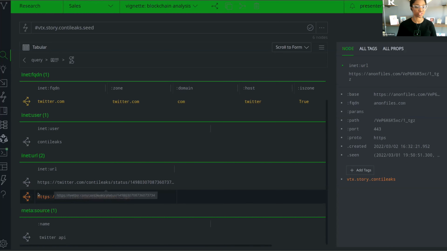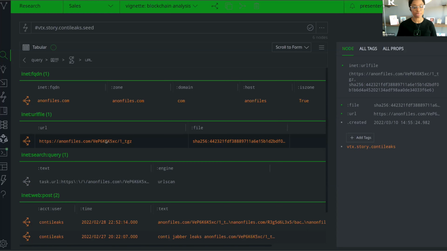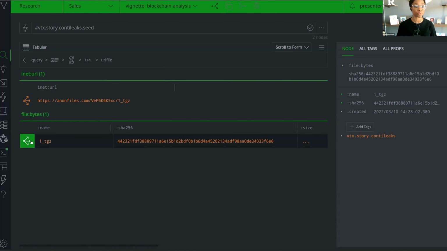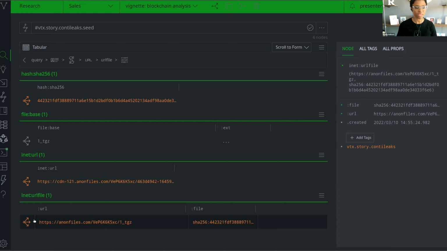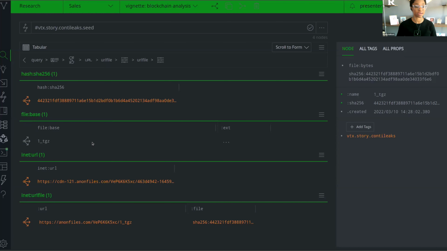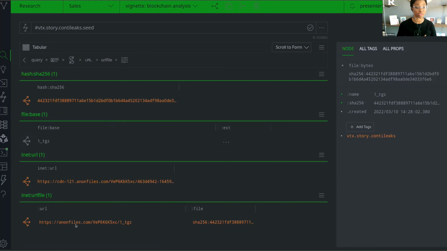We used a combination of several power-ups to pull in that data. Specifically, we used our Twitter power-up to pull in the tweets. And then after that, we used our file parser power-up to go ahead and pull in the file that was associated with that data. So this is just some of the chain of what that looked like.